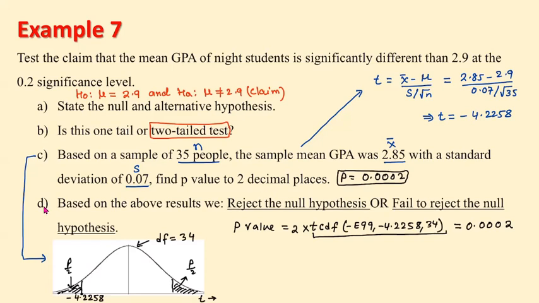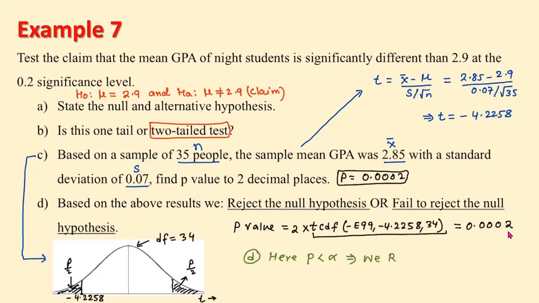Now we look at part D. Let's see what is asked in part D. Based on the above result, do we reject the null hypothesis or fail to reject the null hypothesis? That is what we need to check. And here we are looking at a 20% significance level. Alpha is 0.2, and p is 0.0002. So clearly the value of p is less than alpha. Since p is less than alpha, we reject the null hypothesis.